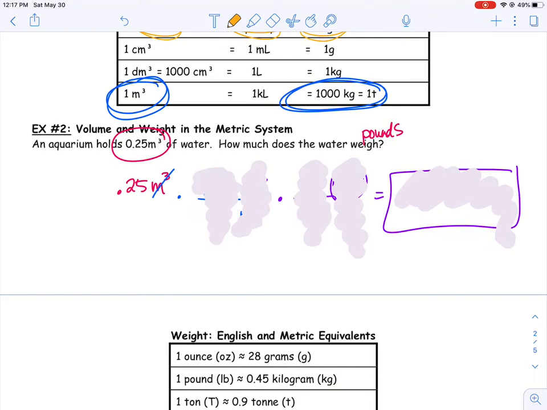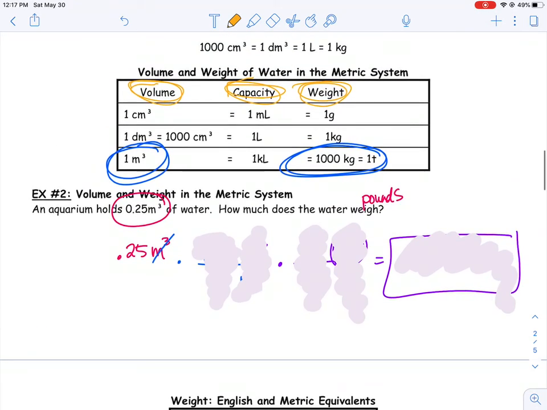And so how much does it weigh? We can go into pounds. We want to go from cubic meters into pounds. We want to go from volume into weight. Now, we might have to go from volume to capacity to weight and do a couple different steps here. So let's maybe do that. Let's get out of cubic meters and into weight. Using our dimensional analysis, if I want to get out of cubic meters, I can go into kilograms using this conversion. So for every 1 cubic meter, there are 1,000 kilograms.